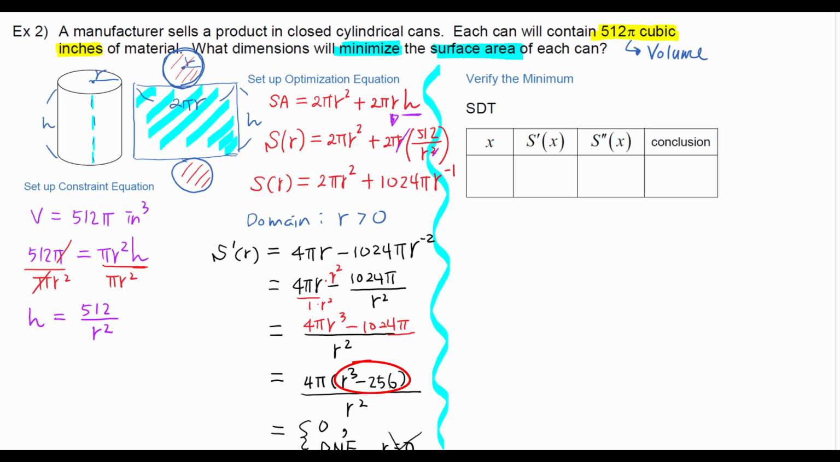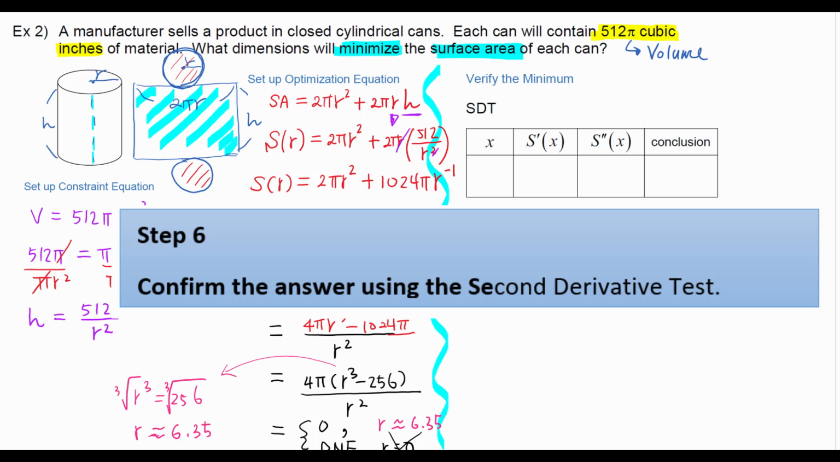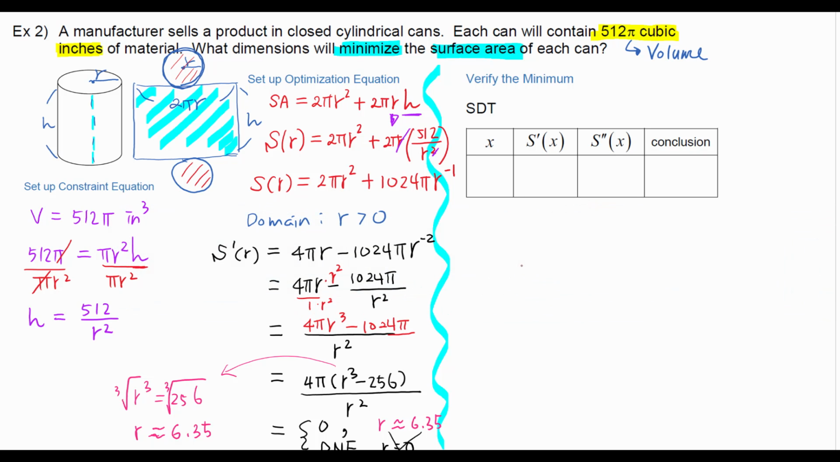So let's work on the side. I have r cubed equal to 256. Take cube root both sides. So then r is equal to, if you are to use calculator, 256 to the 1/3 power. And you get about 6.35. That's my critical number, and I only have one. So last step, we want to make sure that this critical number is giving me the minimum that I desire. So my critical number r is 6.35. S prime of 6.35 was 0.